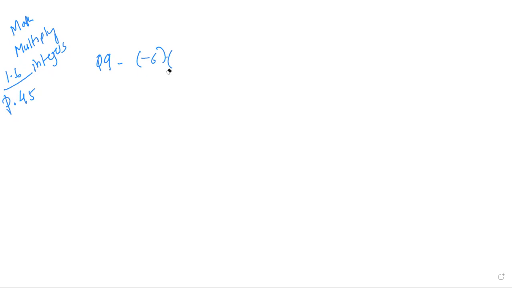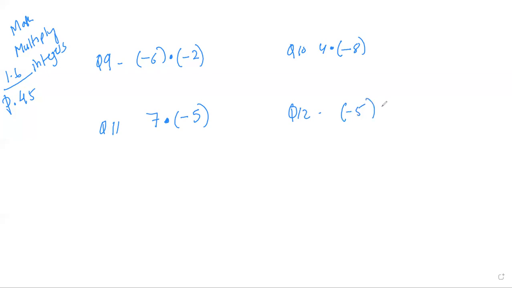Is it a dot? Okay. Minus 2. Tell me question number 10. 4. All right. Question number 11. 7 multiply. All are simple. I think you have to do it on your own. Question number 12. Minus 5. Okay, because there is no minus sign.